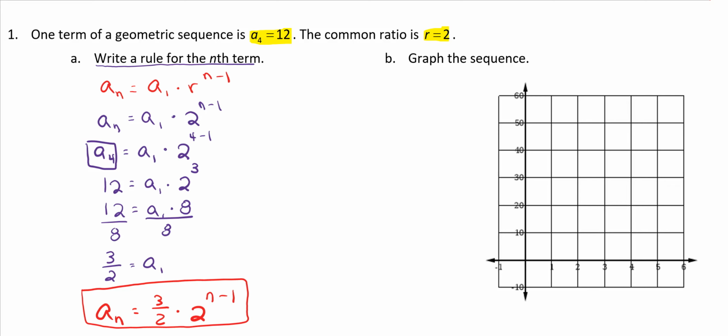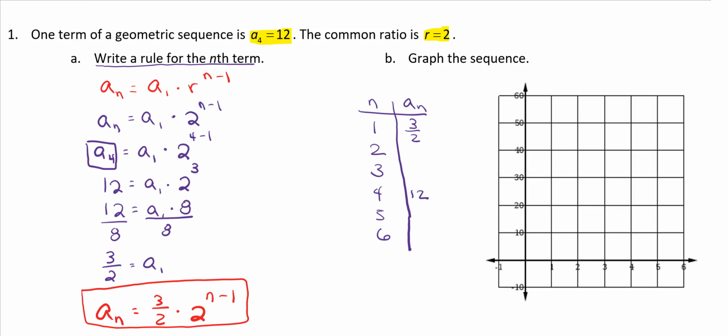So now we want to come over here and we want to graph the sequence. In order to graph the sequence, remember we start at 1 because we talk about the first term. And remember, this is going to be a discrete graph. So I'm going to make a table, and I'll make it just a little bit easier to see those values. So we know the first term is 3 halves. We also know the fourth term was 12. Those are two pieces we already know.